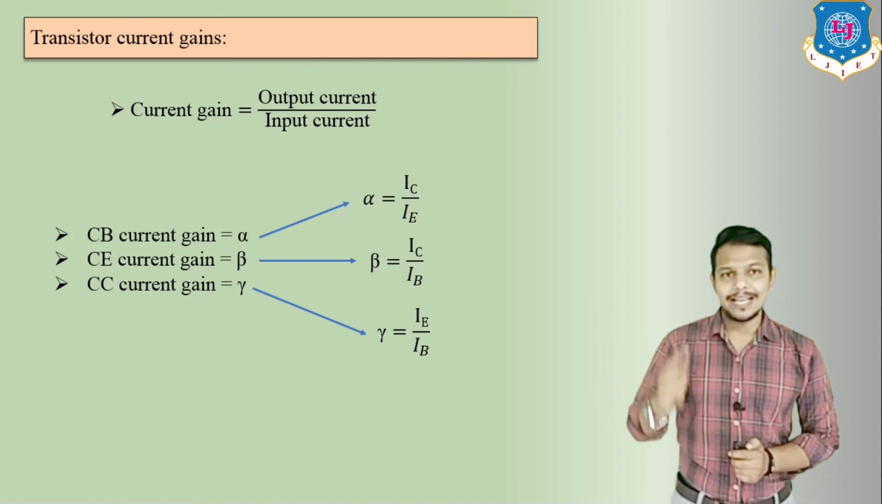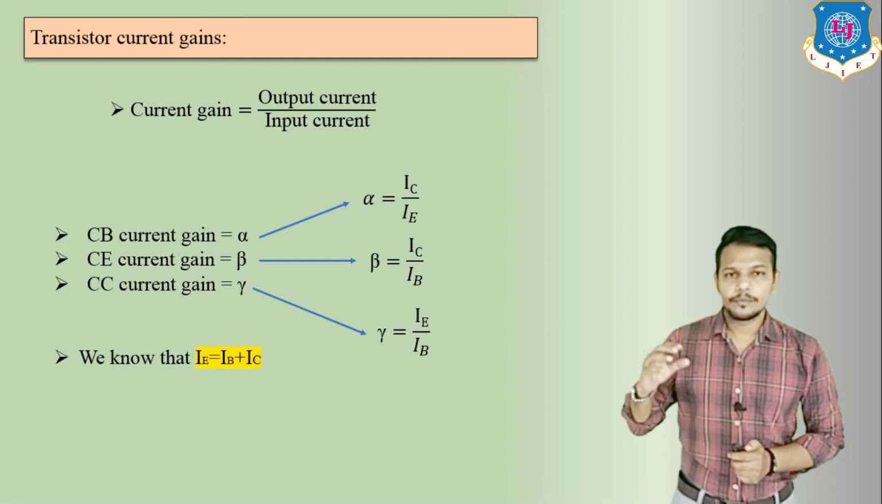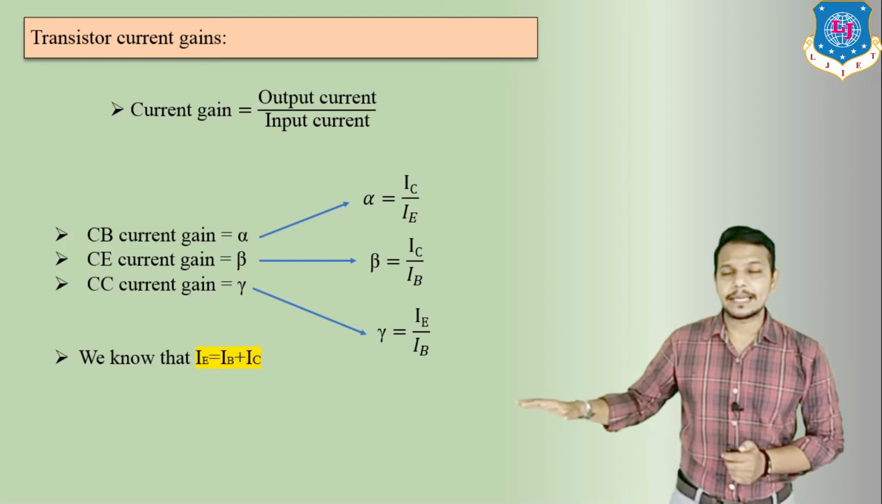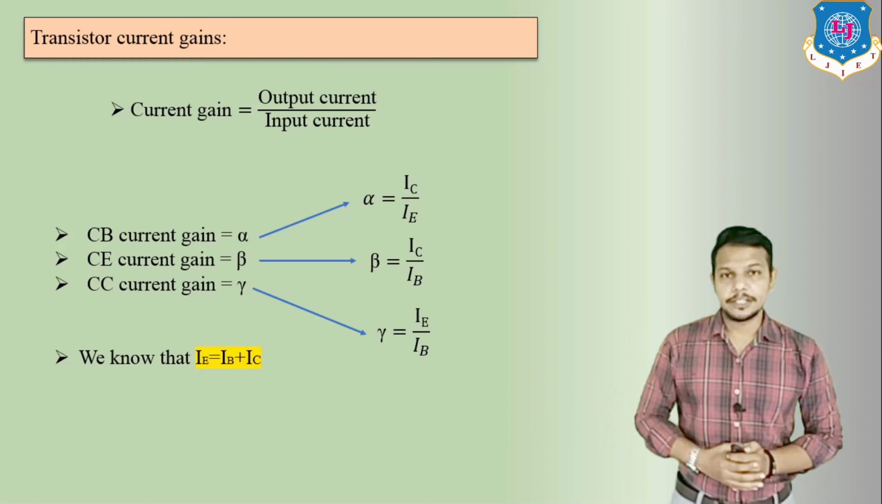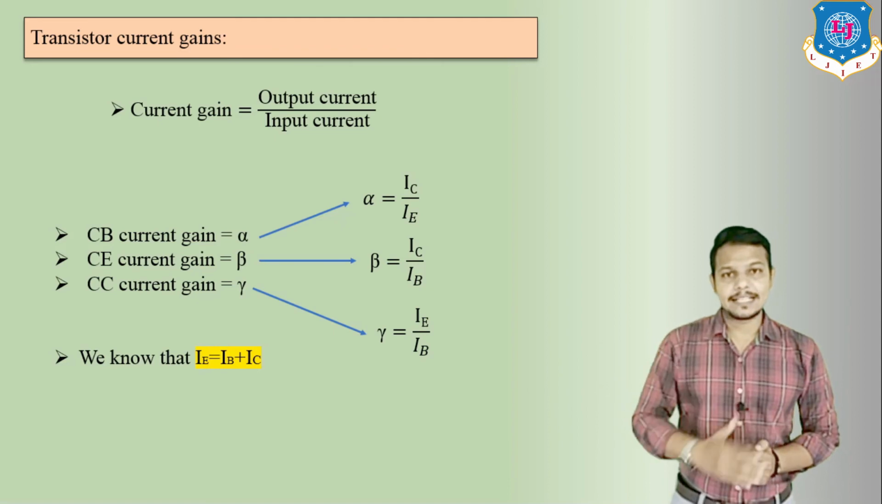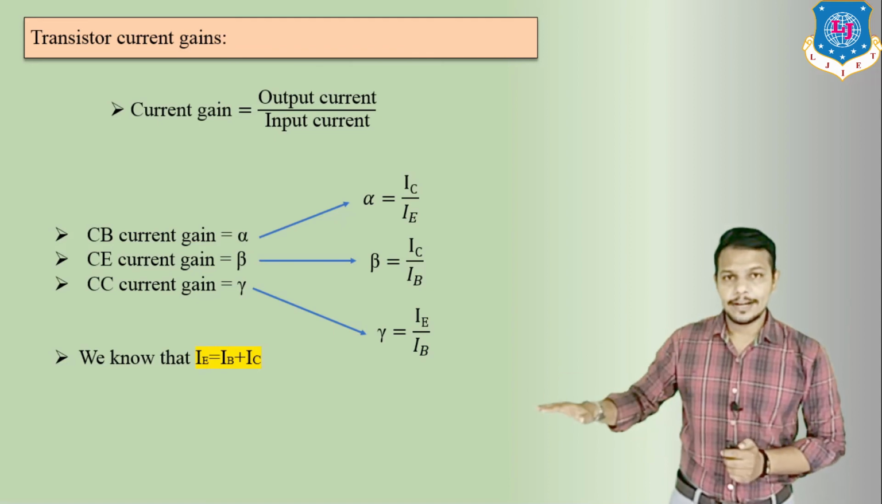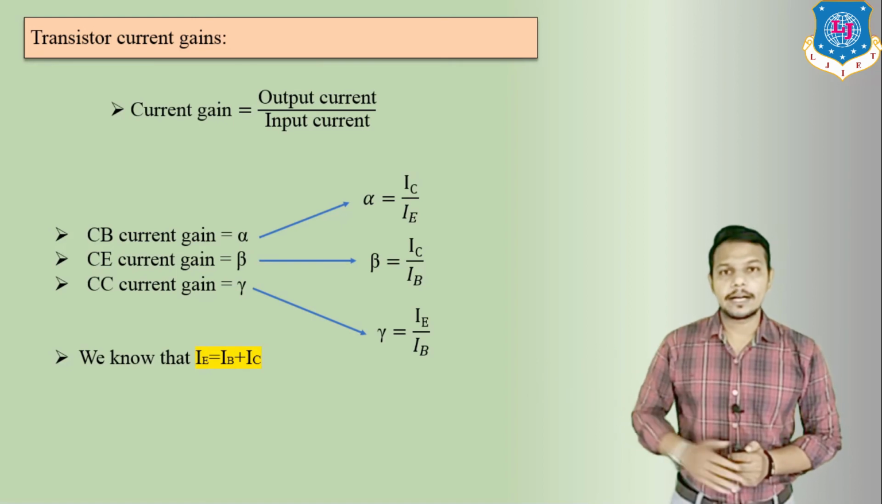Beta is equal to IC upon IB. We know this basic equation, as we discussed in our introduction of BJT, that IE is equal to IB plus IC, whereas IB is only 2% of the total current and IC is 98% of the total current.